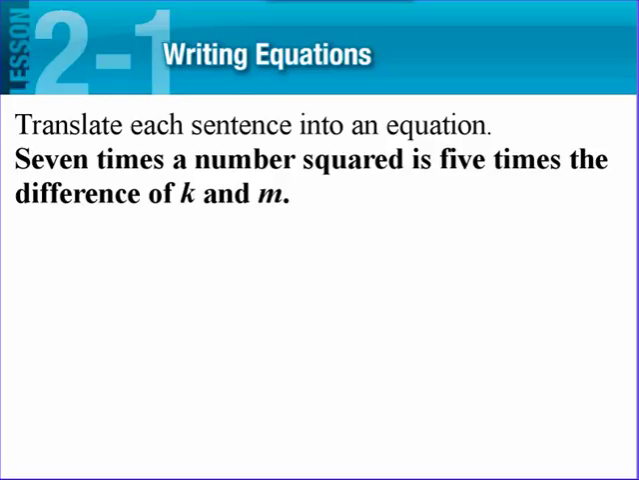Okay, 7 times. What does that mean? 7 times a number squared. What will that be? n squared equals 5 times k minus m, the difference of k and m. So that's how you would go about writing that: 7 times the number squared is 5 times the difference of k and m.